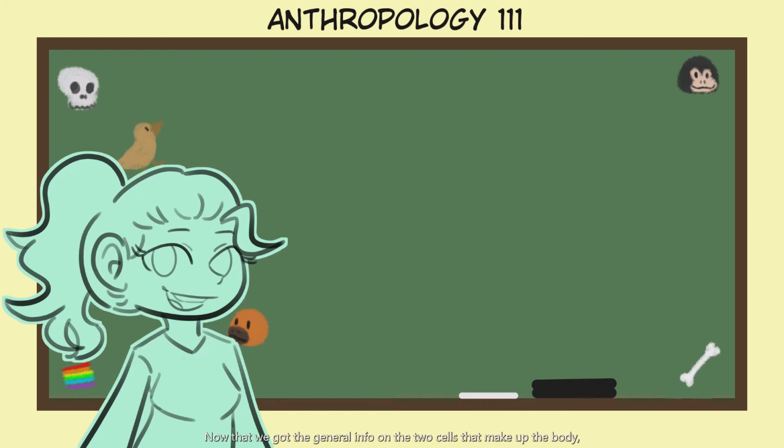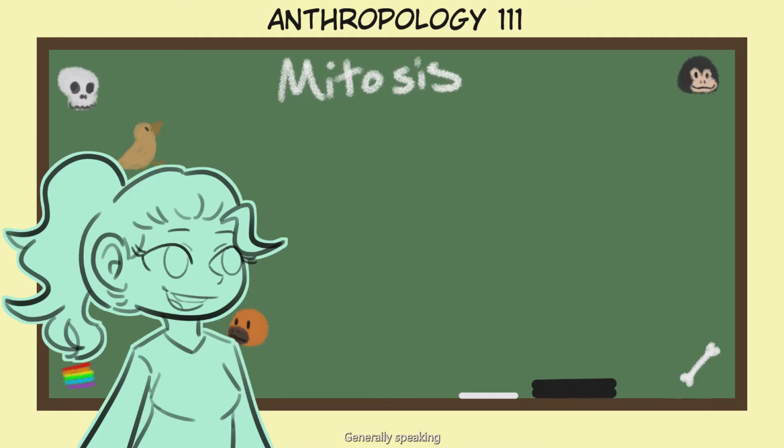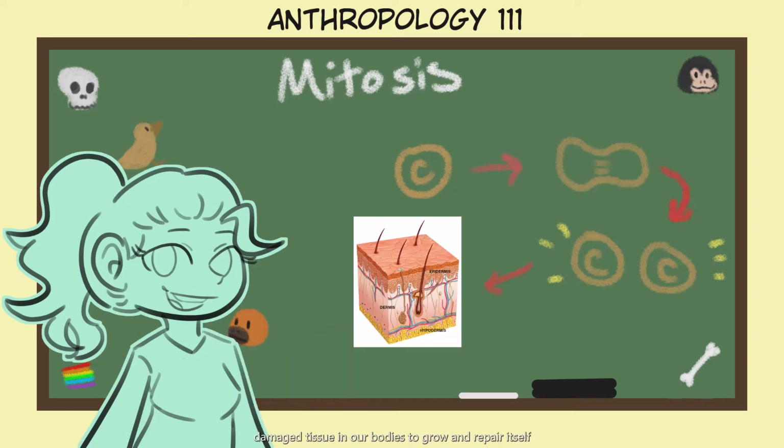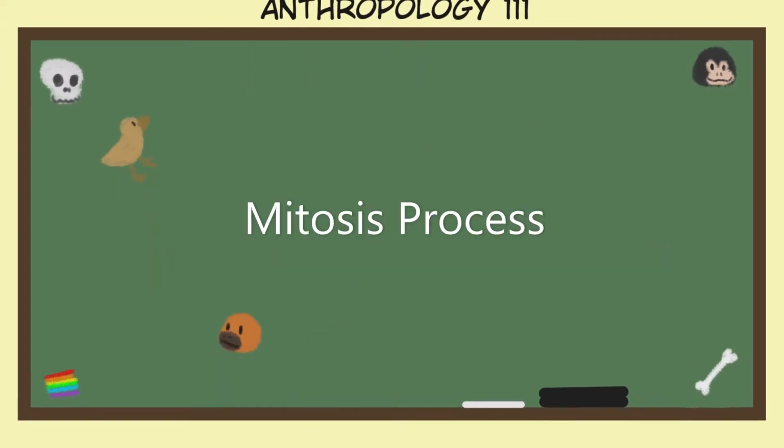Now that we got the general information on the two types of cells that make up the body, let's dive straight into the process of mitosis and meiosis. Generally speaking, mitosis is the process in which cells divide in order to create new somatic cells. This duplication process allows for damaged tissue in our bodies to grow and repair itself.